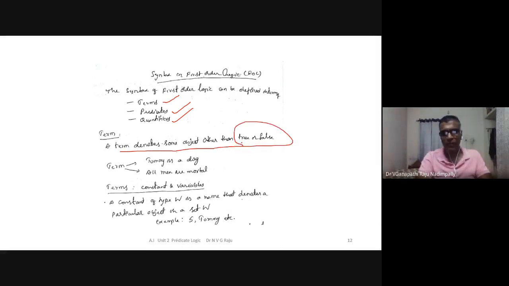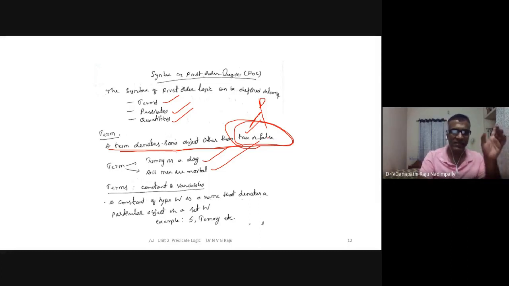If you observe this carefully, in propositional logic we always represent truth values in the form of true or false. But here, a term denotes some object other than true or false. That is called a term. Now, Tommy is a dog. It is one term. All men are mortal. This can be called terms. I am not calling them sentences, please. The sentence terminology I used in propositional logic.